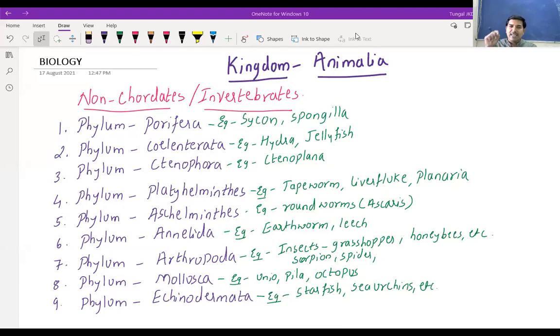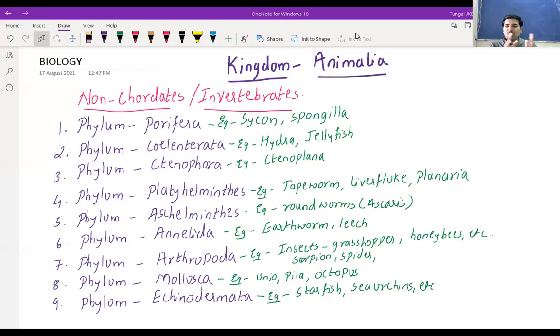Now, out of these nine phyla, we are going to discuss the peculiarities of each. Darshan, are human beings vertebrates or invertebrates? Think over it. Here I have given you the list of only invertebrates, the non-chordates. We are chordates. Those examples we are going to take later. We have not yet come to the discussion of chordates.